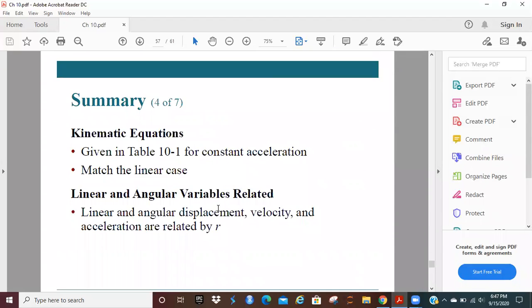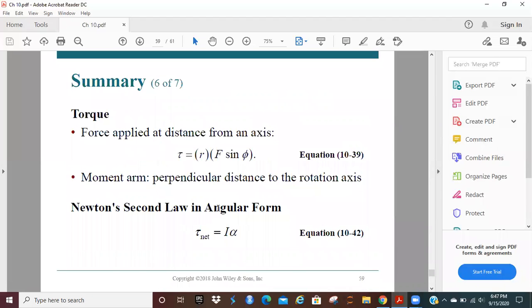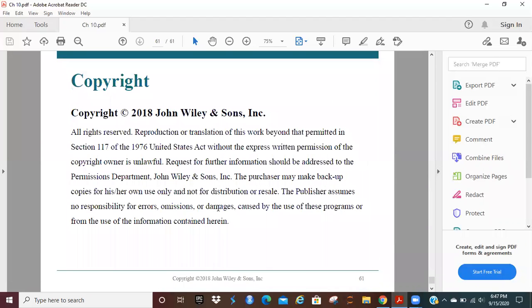So the summary here will encapsulate all of the things that we've covered in this particular lecture. If you have any questions about it, please do let me know.